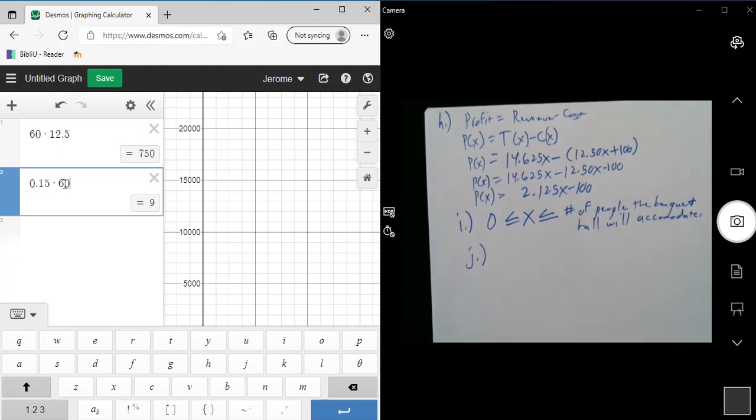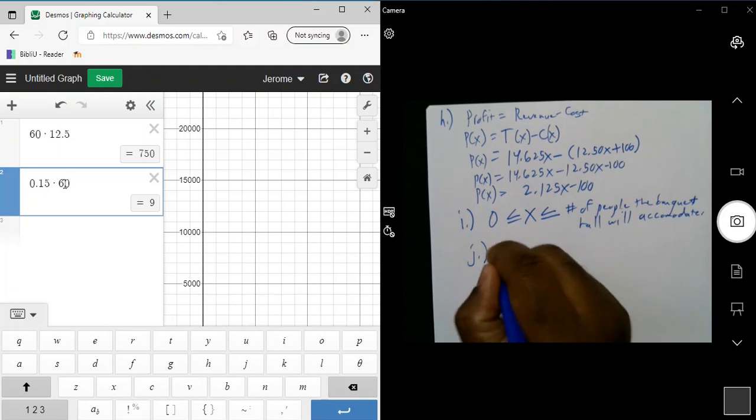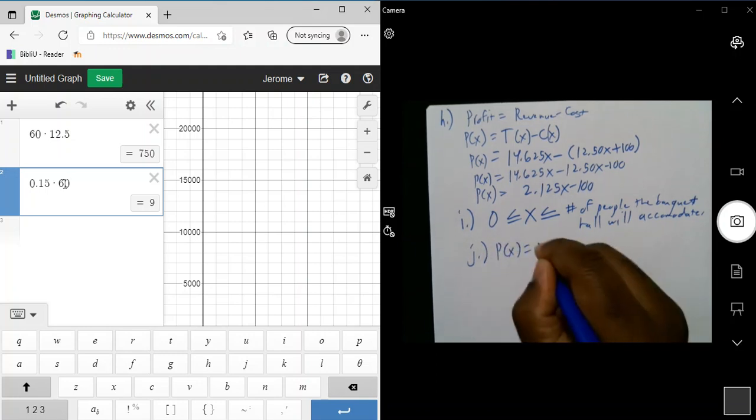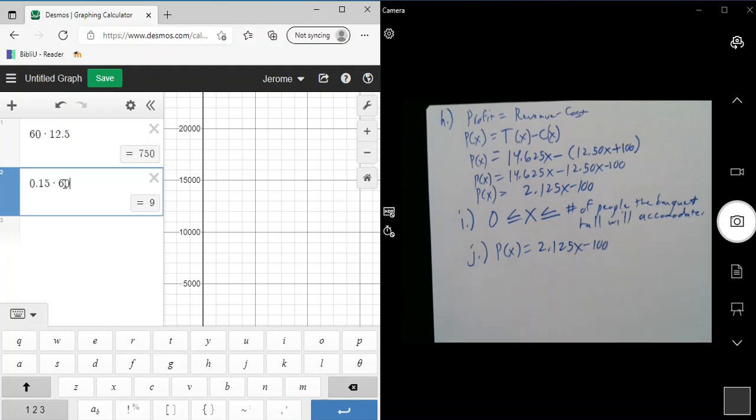It says use your new function to determine how many people must attend for you to break even. Now, our new function is P of X is equal to 2.125X minus 100. Okay, now, the break-even point is where you don't lose money, you don't make money. So you basically have a 0.